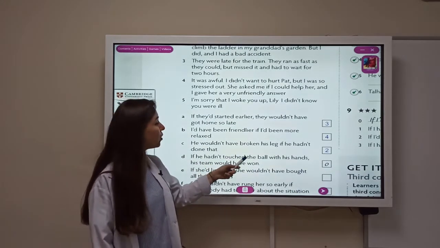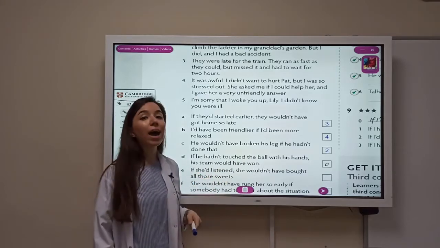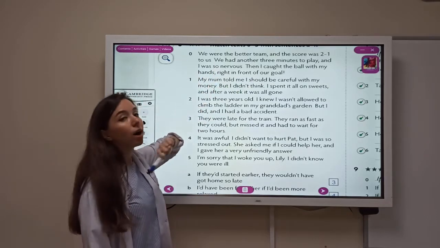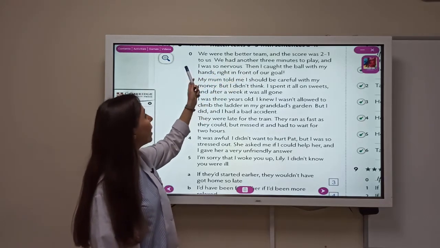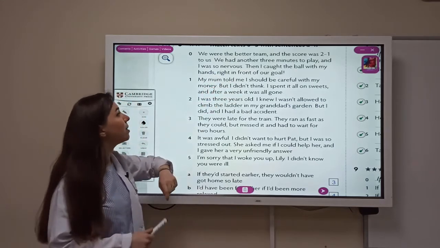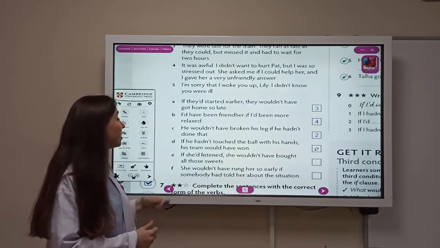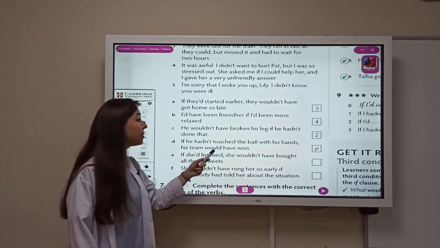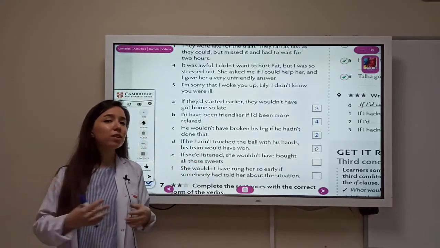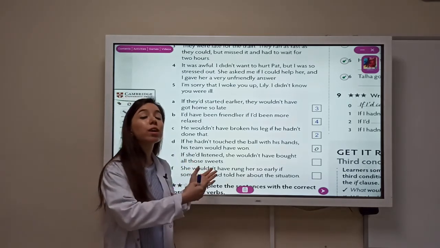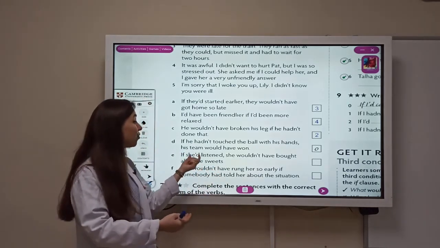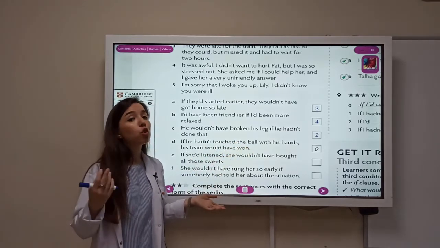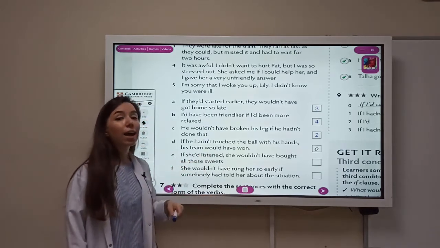Here, if he hadn't touched the ball with his hands, his team would have won. Yes, what is 0? We were the better team and the score was 2-1 to us. We had another 3 minutes to play and I was so nervous. Then I touched the ball with my hands right in front of our goal. So it's matched with D, yes? If he hadn't touched the ball with his hand, look at here again, past perfect, his team would have won. Something happened in the past, yes? We cannot change it. So now we are talking about something unreal. If he hadn't touched the ball with his hands, but he already had done it, yes? So we are talking about unreal. His team would have won.